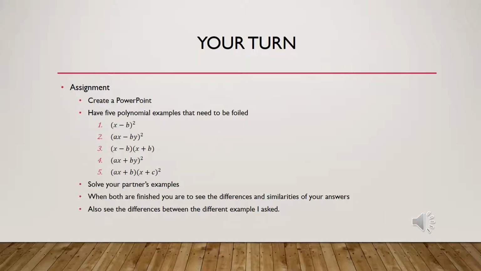Class, now that I've showed you how to FOIL, distribute, and combine like terms, it is your turn to create a PowerPoint. In your PowerPoint, you must create 5 examples like those listed below. Yes, I know these are all letters, but you are to switch them to numbers except x and y. You can see how number 3 has 2 b's: x minus b times x plus b. This means that it must be the same number.